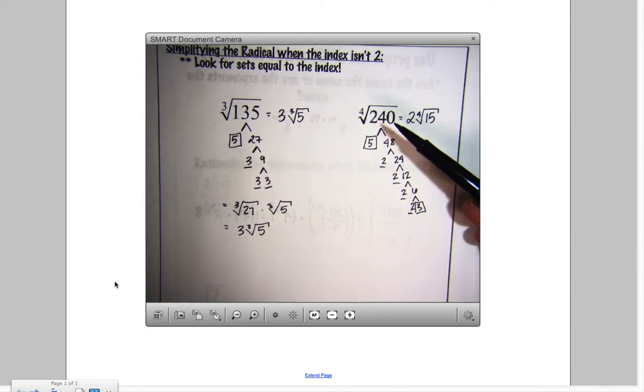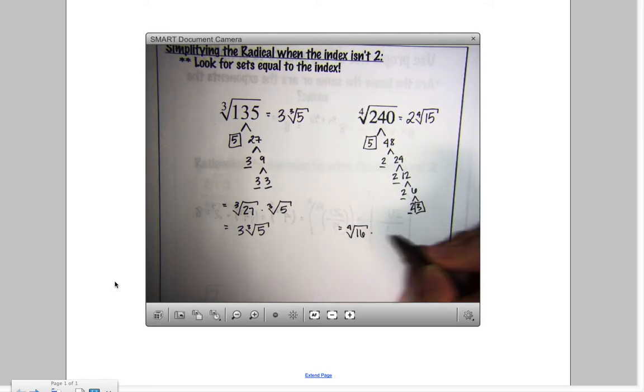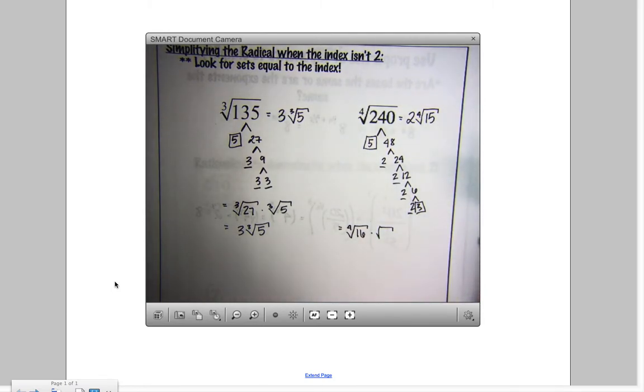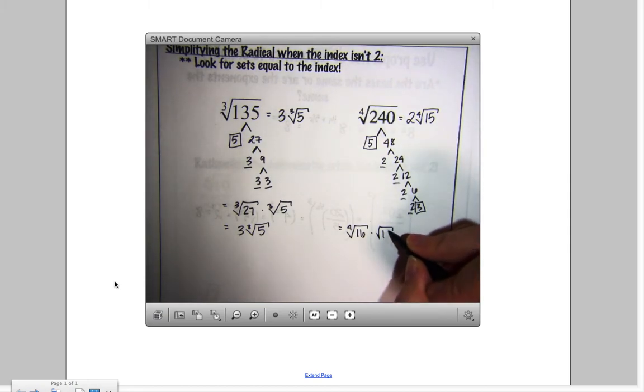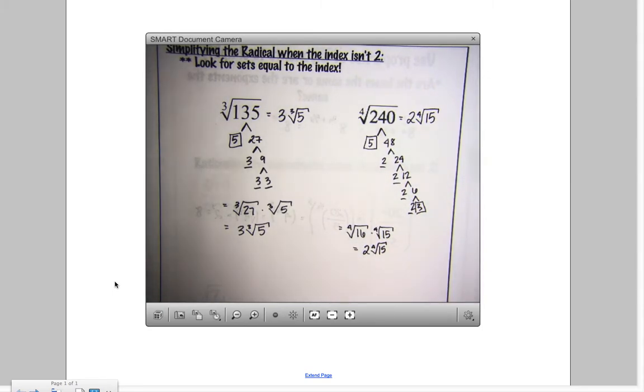If you knew a factor of 240 that you could take the fourth root of and get a perfect number, you could rewrite that as the fourth root of 16 times the fourth root of 15. The fourth root of 16 is 2, and you're left with the fourth root of 15. So again, you get the same answer. One way, you're making a factor tree. The other way, you're using the product property.